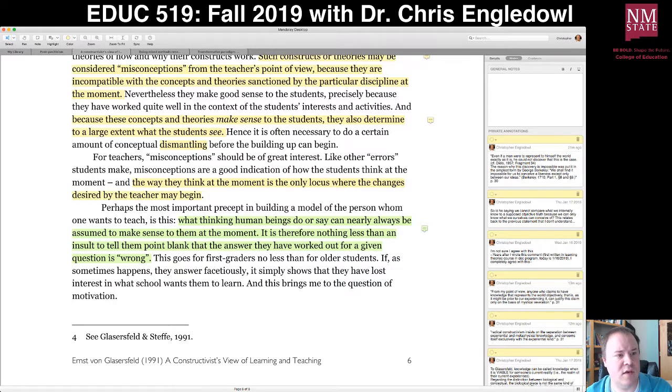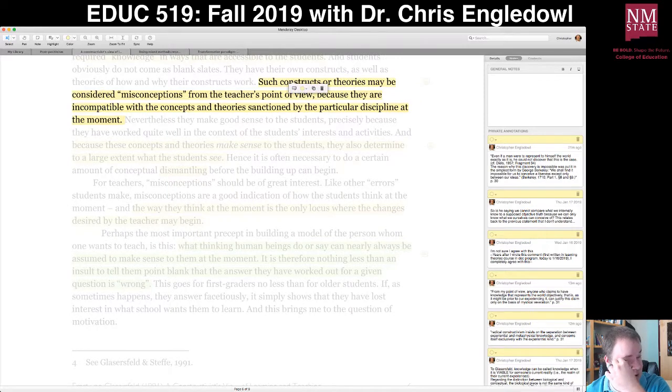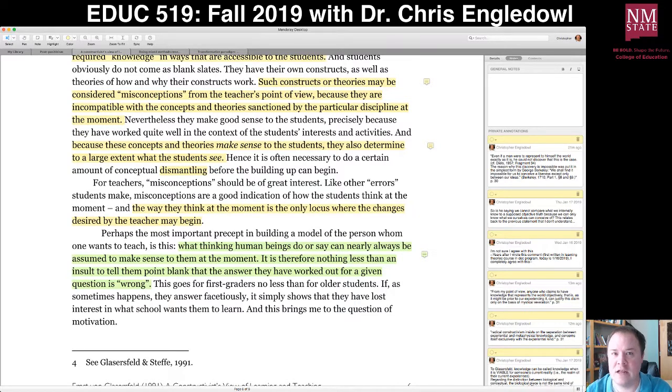And actually, I'm seeing that right here on the page. Such constructs or theory may be considered misconceptions from the teacher's point of view because they're incompatible with the concepts and theories sanctioned by the particular discipline at the moment. Or another way to say that is, to the teacher, it is viewed as a misconception because the teacher's own knowledge construct tells them that that doesn't fit.